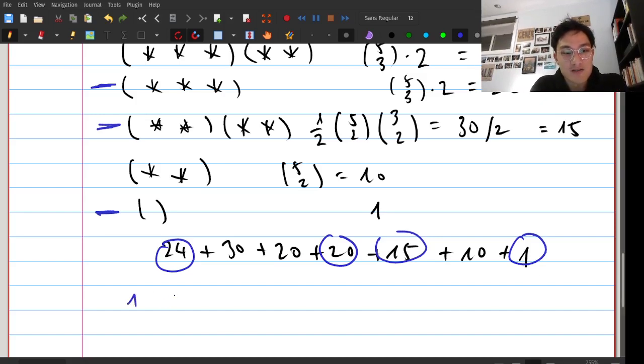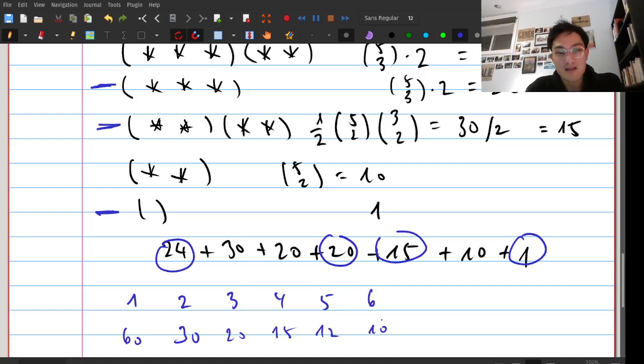Let's write all the divisors of 60. So 1, 2, 3, 4, 5, 6. I should do this in pairs. 60, 30, 20, 15, 12, and 10. And I think that's all of them.